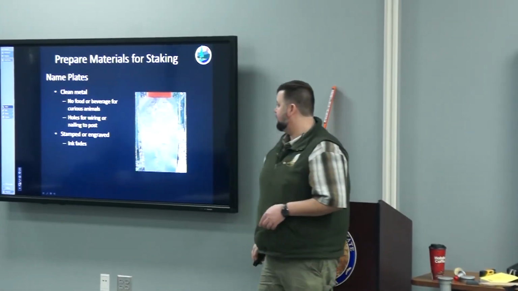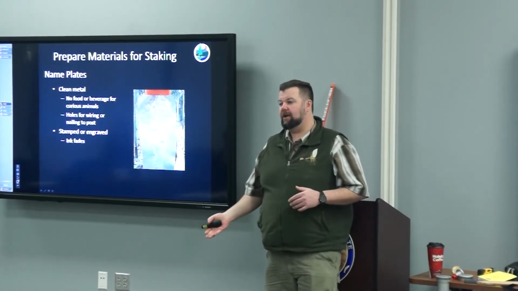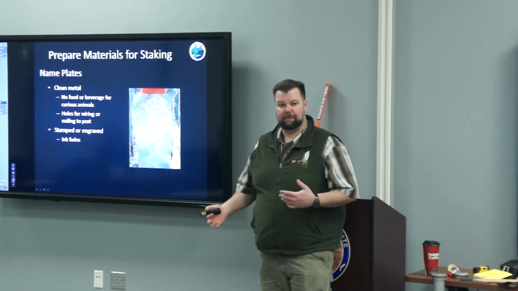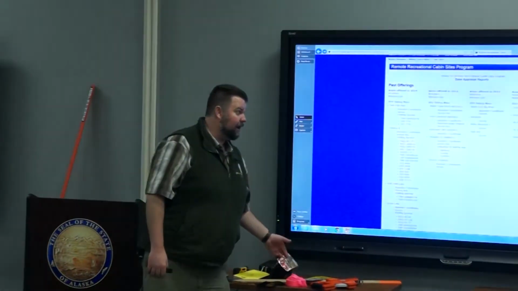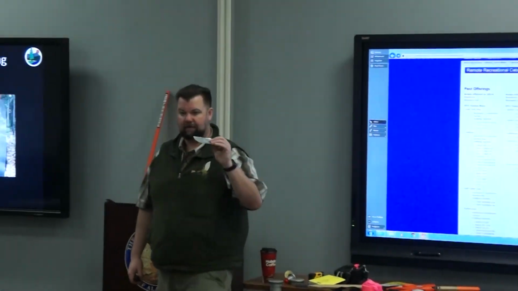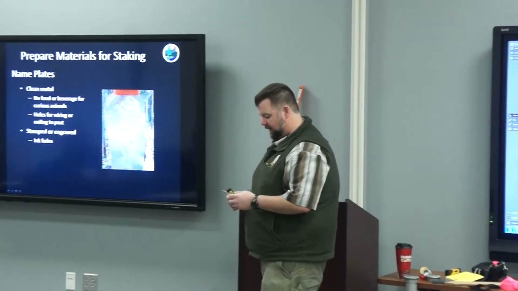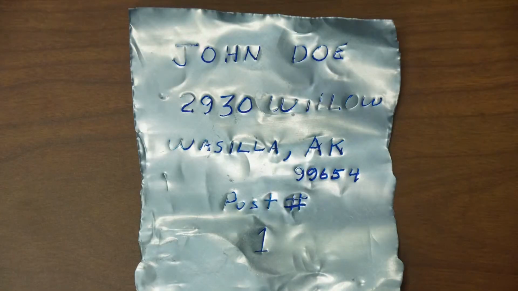So nameplates. Specifically when you're preparing your nameplates or planning what to take out there for a nameplate, you have a variety of different options. We're looking for metal, preferably aluminum, something that's not going to corrode. You can use gold nameplates and just tell me where they're at.